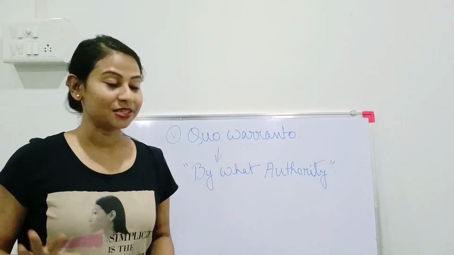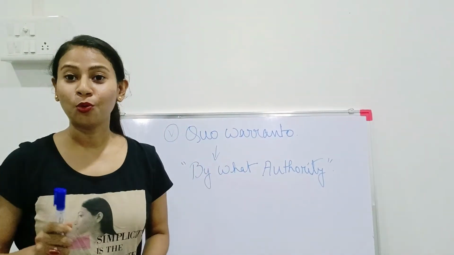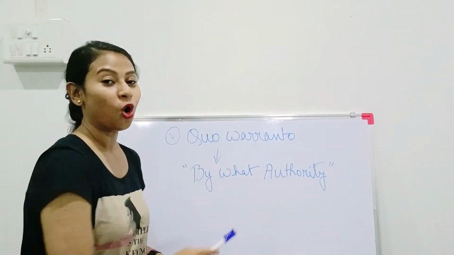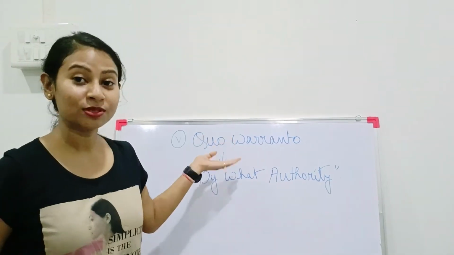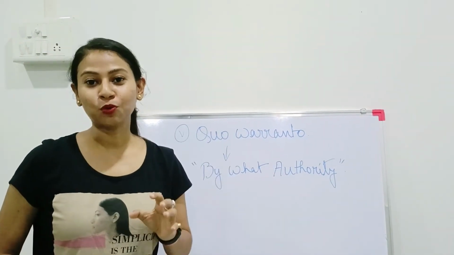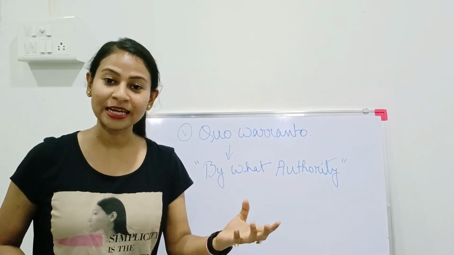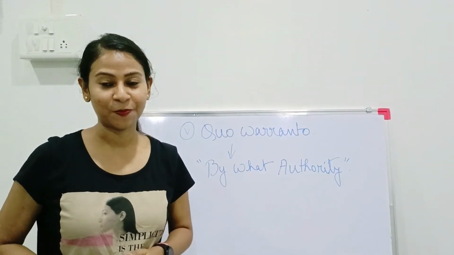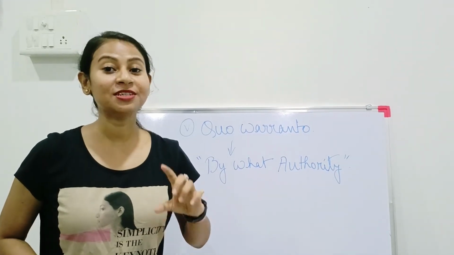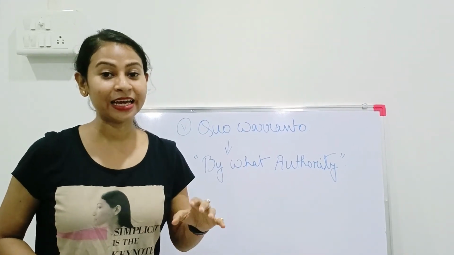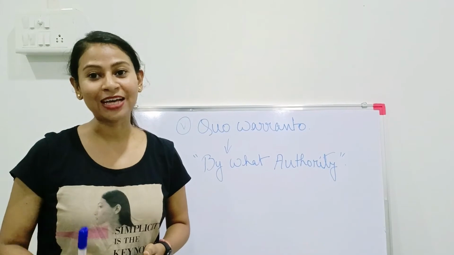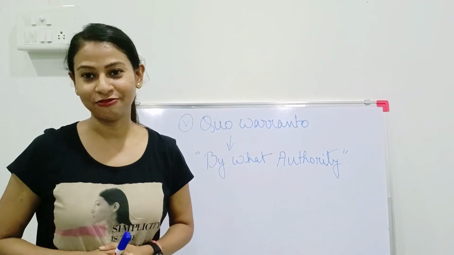Now number 5 is quo warranto. Quo warranto means by what authority. By using this writ, the court can question a public officer on by what authority he has assumed that office. And if the officer's title is illegal or defective, then he has to vacate the office.